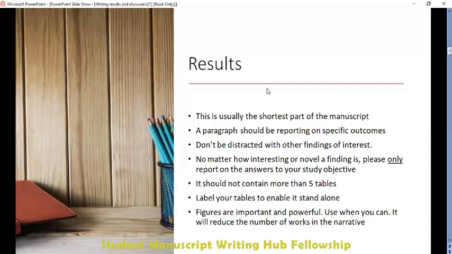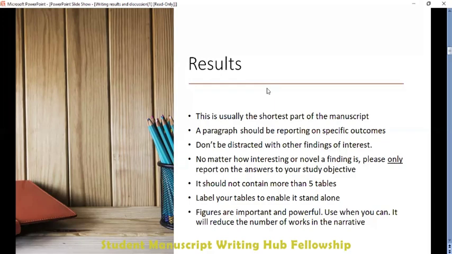When you carry out your study and you find out something that is not one of your objectives, don't get distracted and start telling us, oh, this is the finding you found there, going into details of those other findings. The focus should be on what you intend to write.